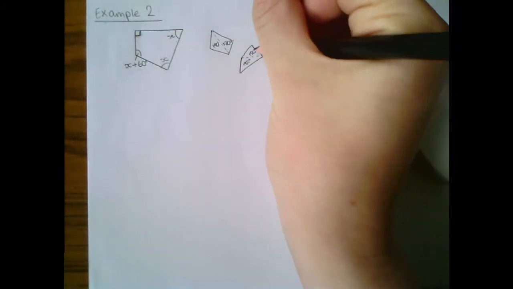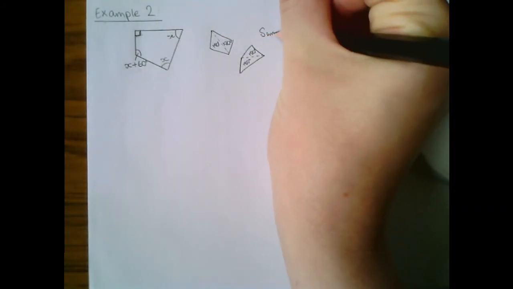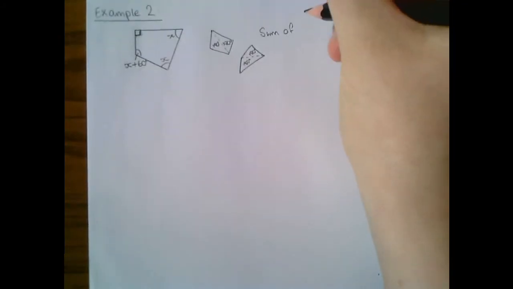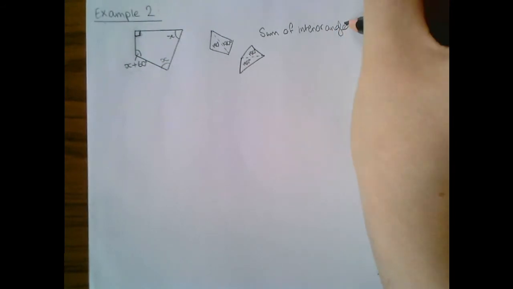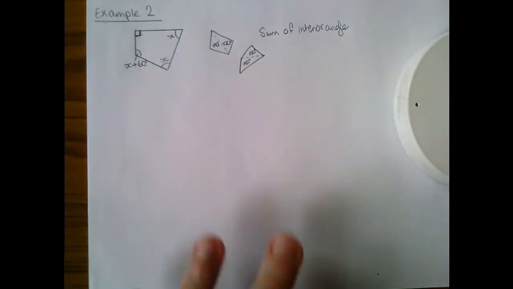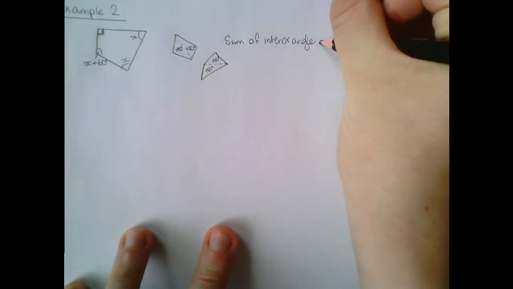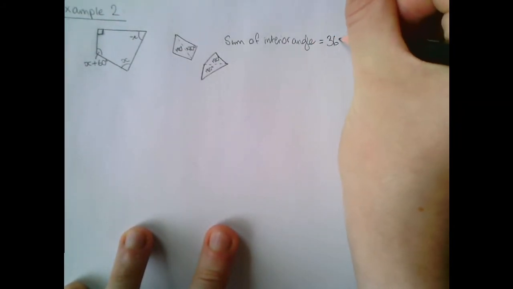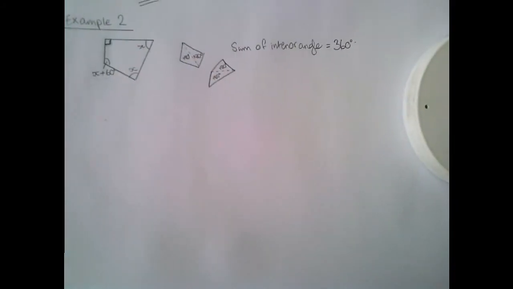So the sum of the interior angles for a quadrilateral is equal to 360 degrees. That is always the case for a four-sided polygon.